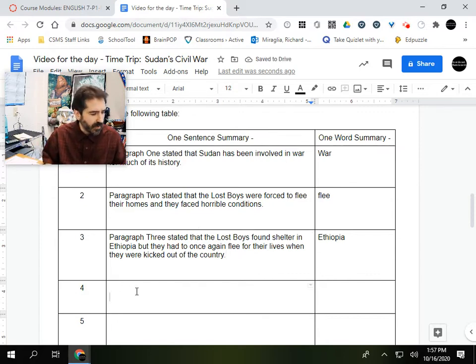Okay, so paragraph 4: By the time the boys arrived at the refugee camp in Kenya in 1992, only 10,000, fewer than the originally 26,000, were still alive. After 9 years at the camp, about 4,000 of the Lost Boys were brought to the U.S. So I would think Kenya would be our one word. And then we'd write our sentence for paragraph 4. We could jump right down here and do the same thing.